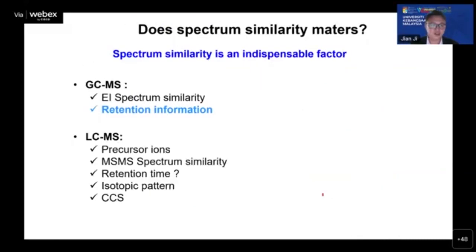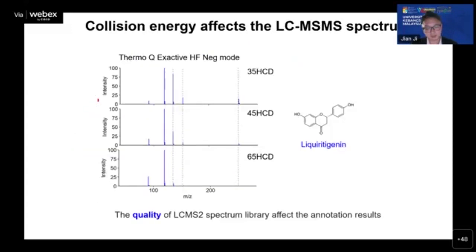So in GC-MS, normally we use spectrum similarity combined with retention information for annotating the metabolites. In LC-MS, we have the precursor ions and spectrum similarities, as well as, in some cases, the retention time or the isotope pattern. If we have the ion mobility tube, we can calculate the CCS value for annotation. Normally we use the first two to annotate the metabolites.